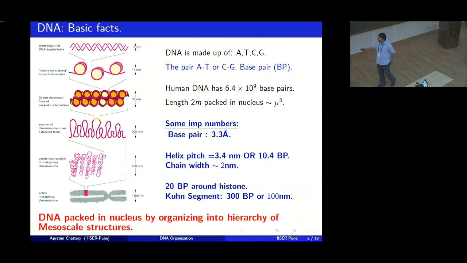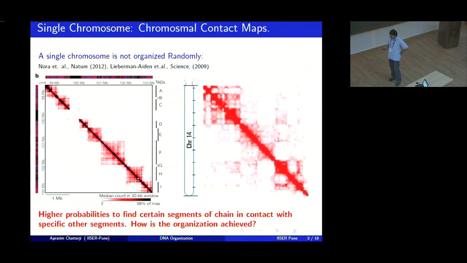At this point I would also remind you that DNA is a semi-flexible polymer, and the Kuhn segment is around 300 base pairs or around 100 nanometers. So the basic message is that DNA is expected to be packed in the nucleus by organizing itself into a hierarchy of mesoscale structures. Now even at the larger length scale, there is experimental evidence that the DNA polymer is not packed randomly.